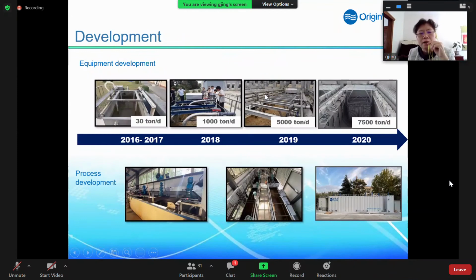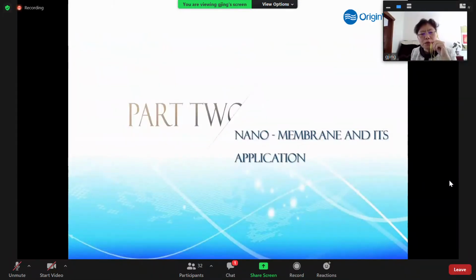This vibrating membrane has been developed since 2016. We have now established a water treatment plant with a capacity of 7,500 cubic meters per day. So that is about membrane development for MBR in wastewater treatment and reuse. Now we talk about the nanomembrane and its application.